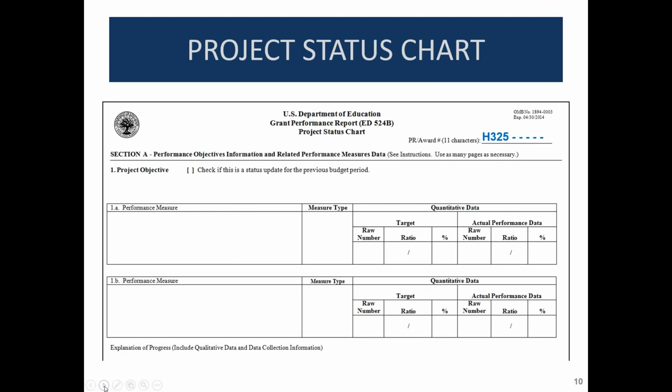Now we're going to talk about Section A, where your measures and the corresponding data are reported each year. You will probably need multiple pages of Section A. Each page starts with the project objective, and only measures related to that objective are put on that page. You will probably have multiple pages for each objective.